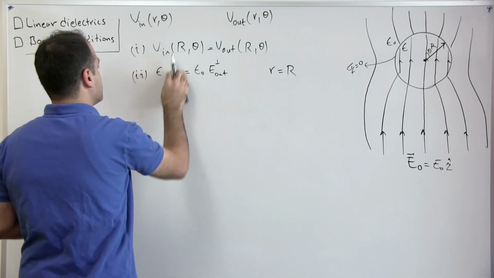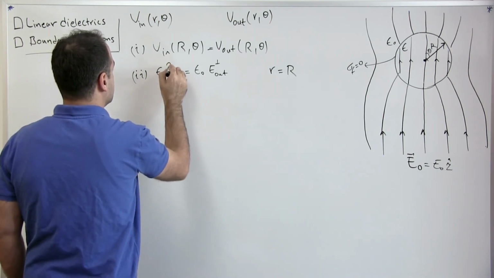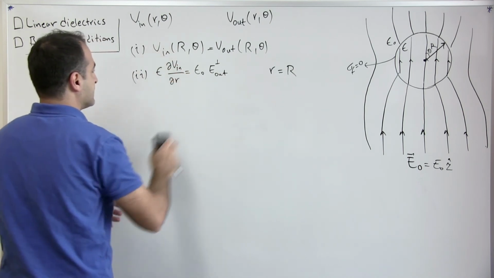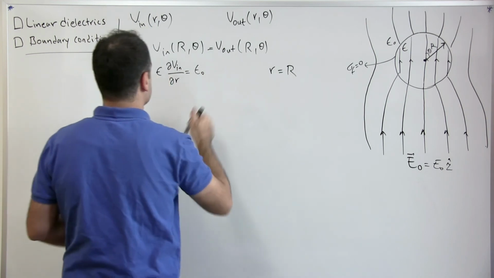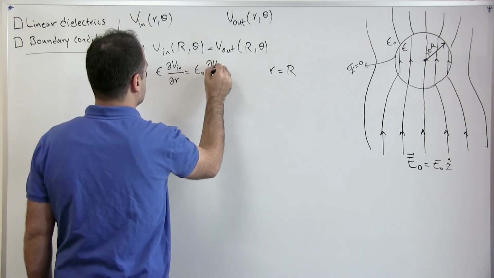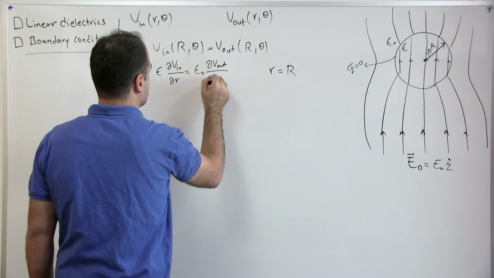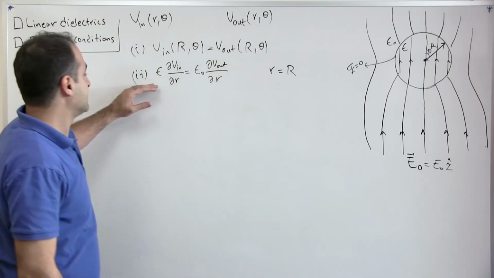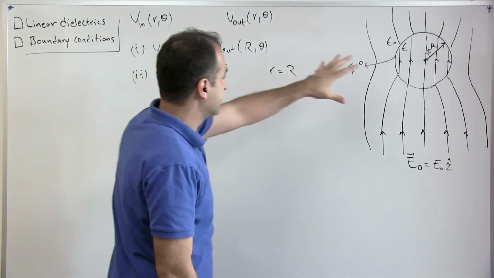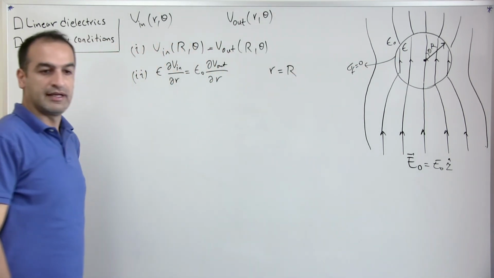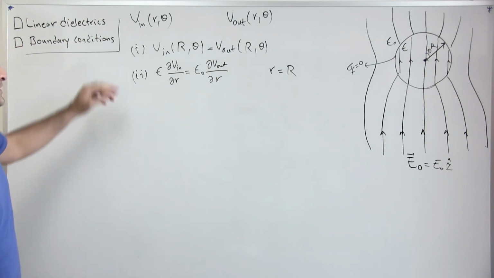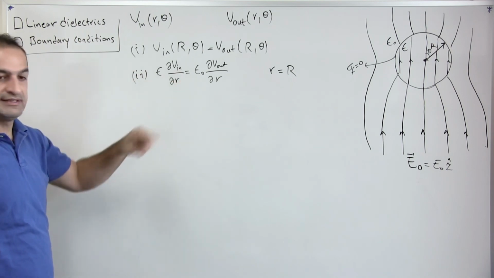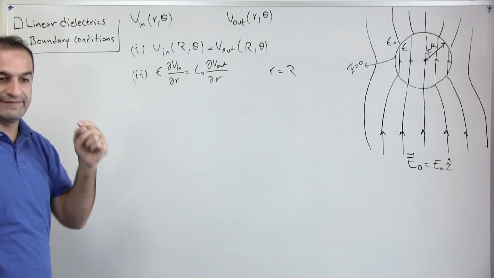Okay, and that becomes dV in dr. And this one is going to be dV out dr. So this is the second boundary condition on the surface of the dielectric material. The first one is continuity of the electric potential. The second one is discontinuity of the electric field.